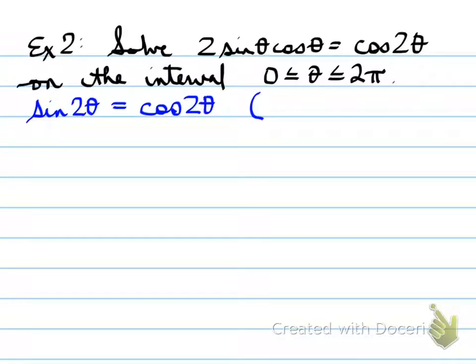Well, what's important to note is that this side is actually equal to sine 2 theta, and that's because of the double angle formula rule. The double angle formula says that this side must be sine 2 theta. The other side must be cos 2 theta.